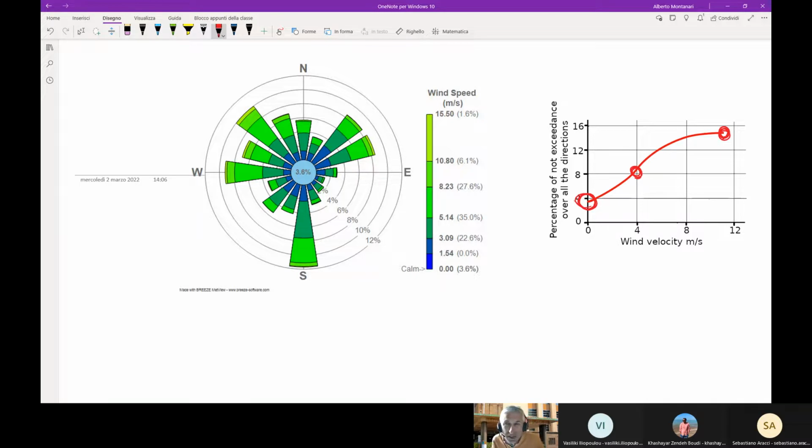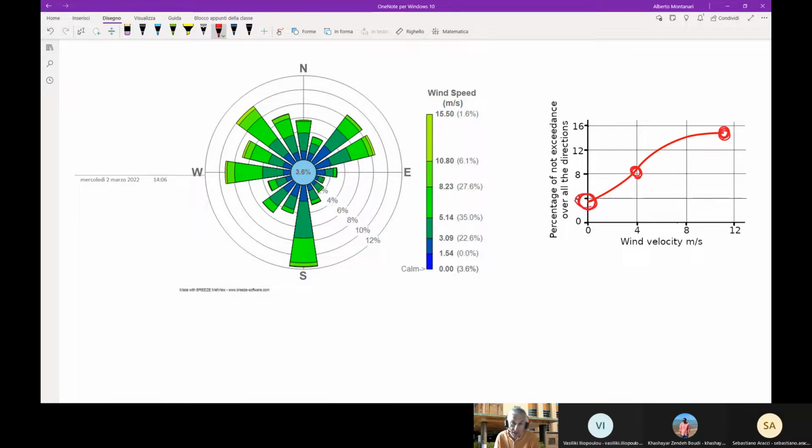So it's not really, it is very technical. It's not so difficult to understand what a probability distribution is. And the wind rose is giving us the probability distribution of wind data along each direction. And so passing from the wind rose that you see on the left to the cumulative probability distribution, or probability of not exceedance, on the right, is extremely simple.